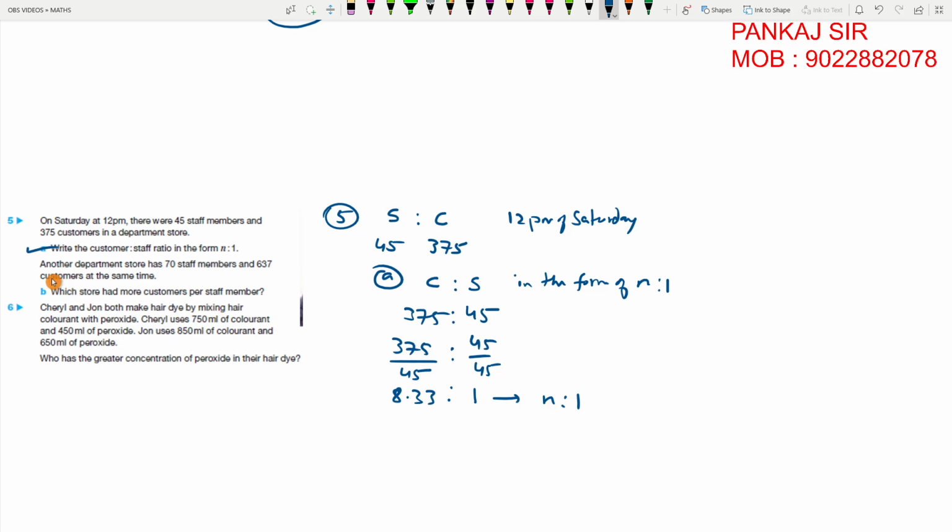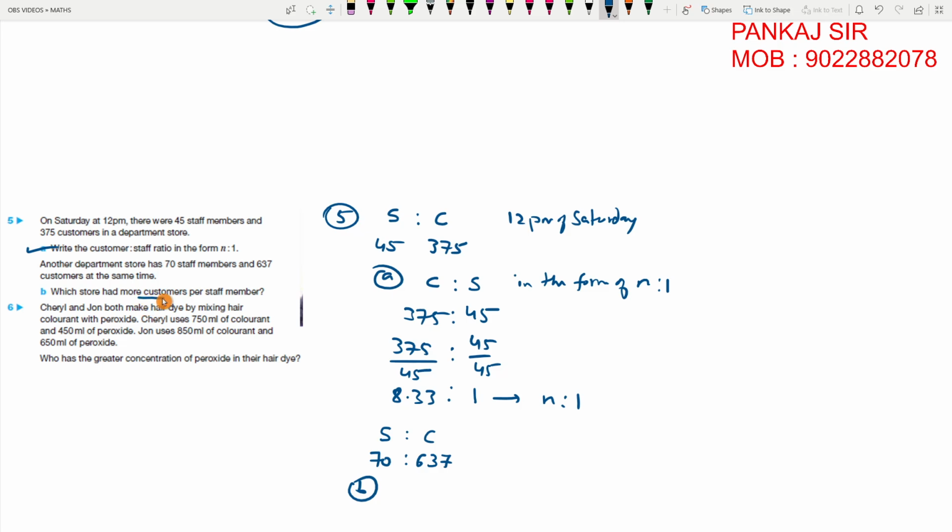Now he is saying further, another department store has 30 staff members. So now he's talking of another departmental store. There the staff is 70 and customers is 637. Now here again, B part of the question is which store has more customers per staff member.